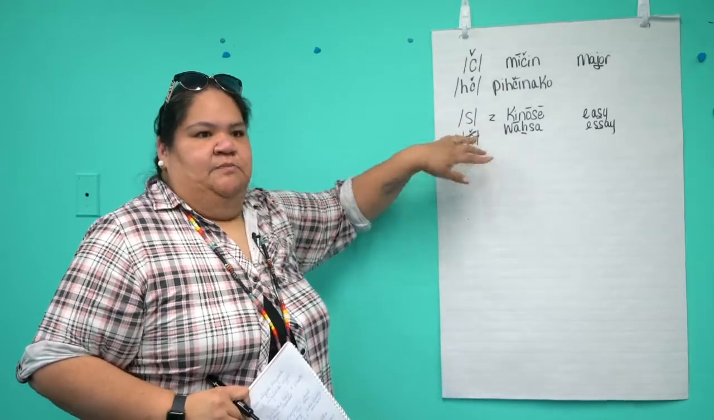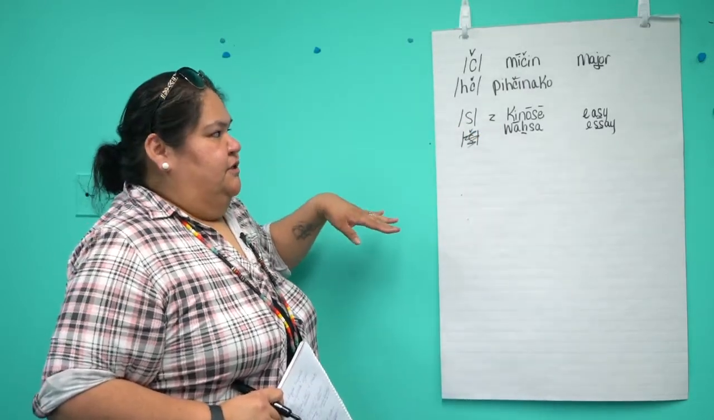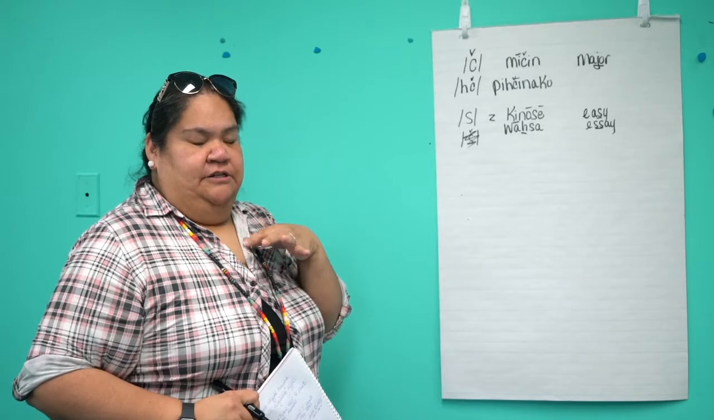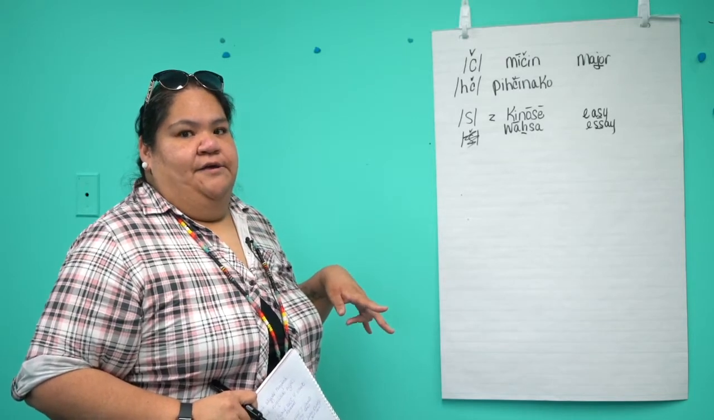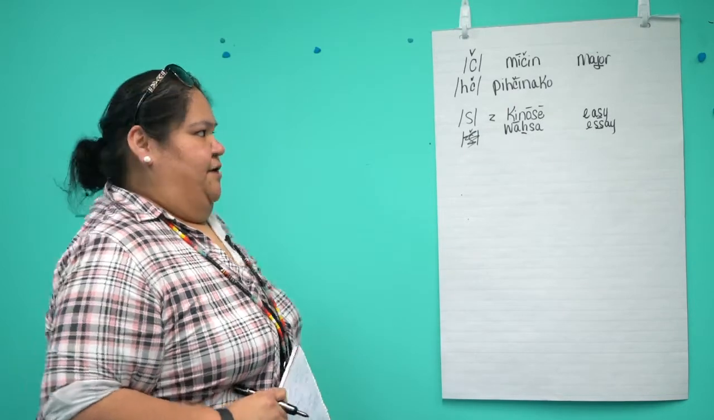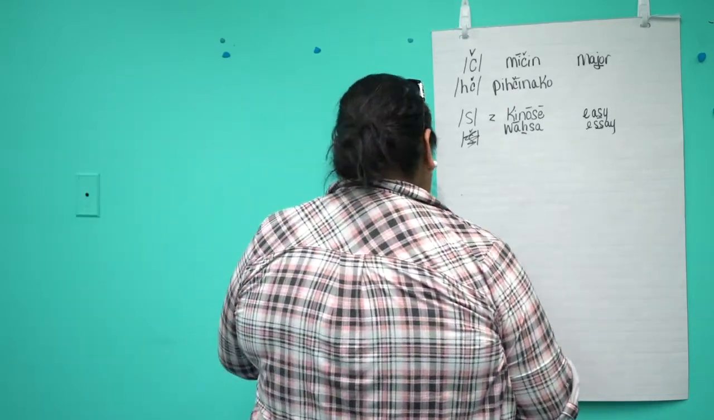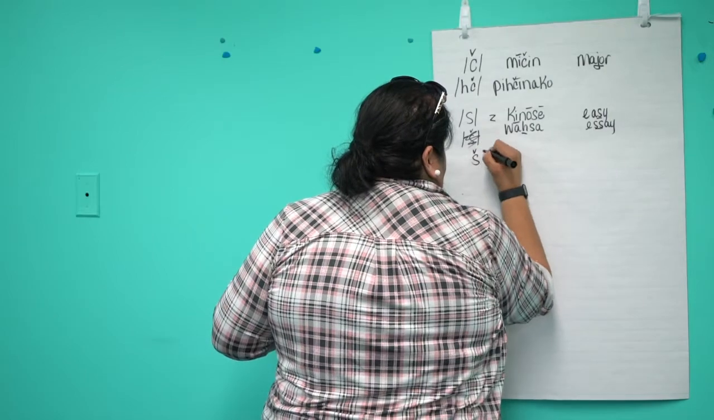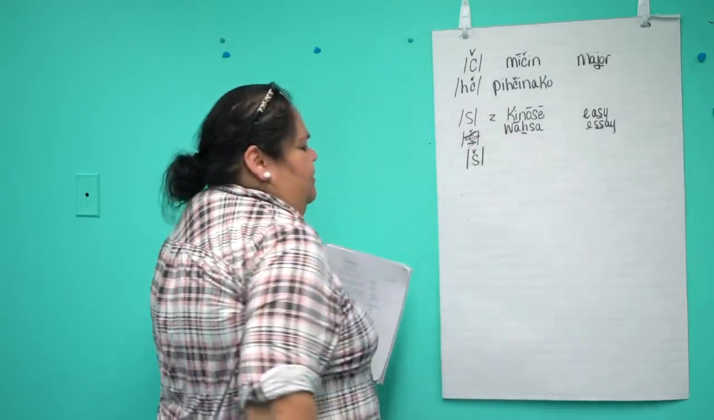So if your S is by itself without the H, it kind of makes the Z sound in your nasal. Genose. And wasa. Wasa. Then we have the S with the little wedge. You'll see that a lot too.